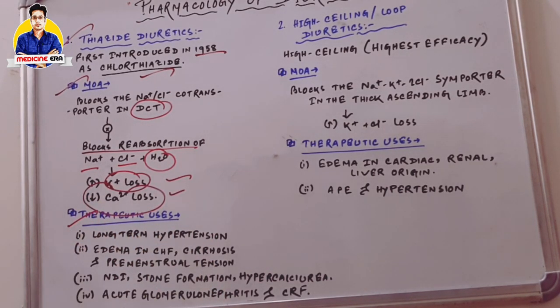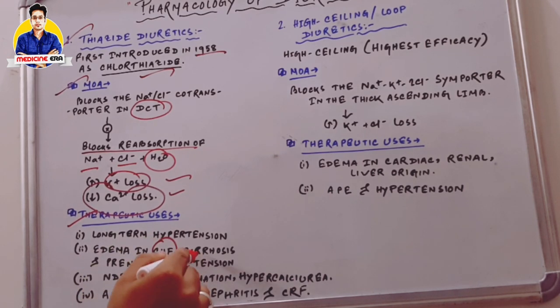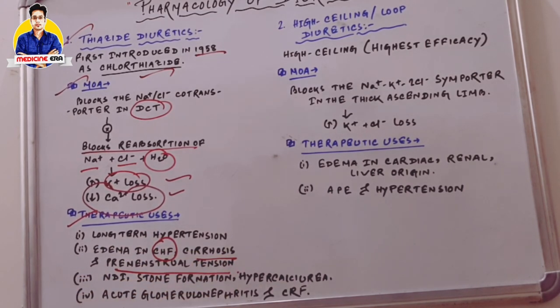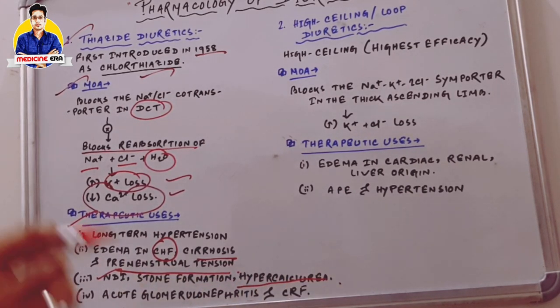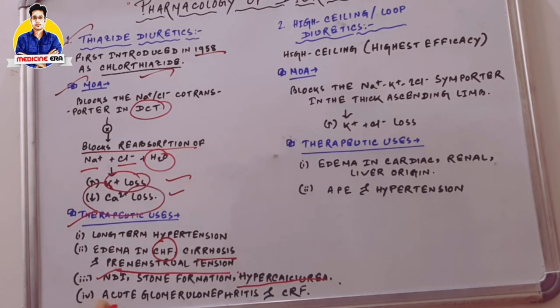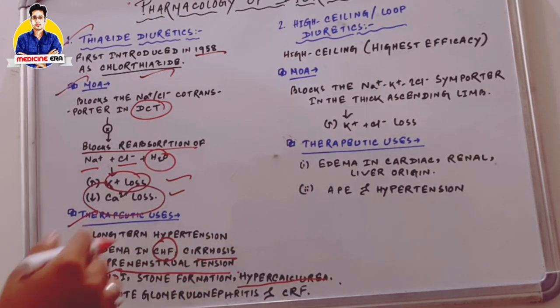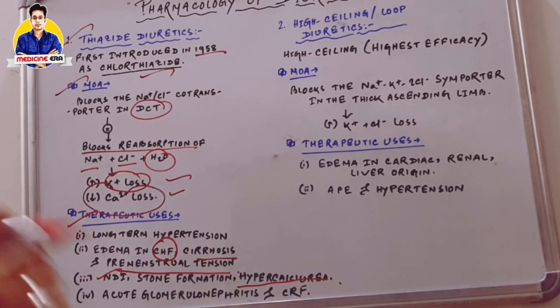Long-term hypertension, edema in congestive heart failure, cirrhosis, premenstrual tension. These types of diuretics are used. In case of NDI, meaning nephrogenic diabetes insipidus, stone formation meaning kidney stone formation, hypercalciuria, these are the disorders in which the thiazide diuretics are mainly used. Acute glomerulonephritis and CRF, meaning chronic renal failure. In those cases also these thiazide diuretics are used to increase the urine volume formation and to increase the efficiency of the kidney or nephron.